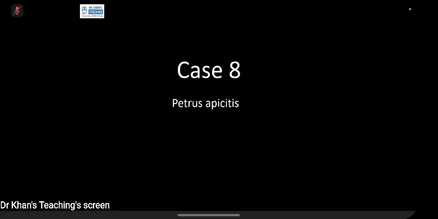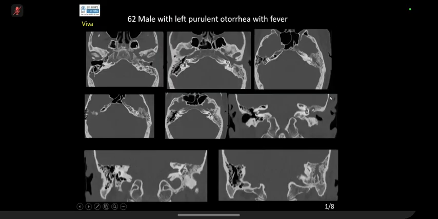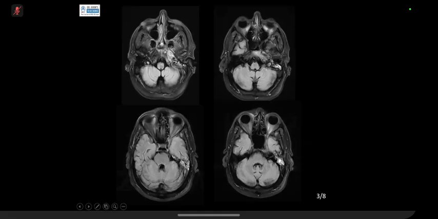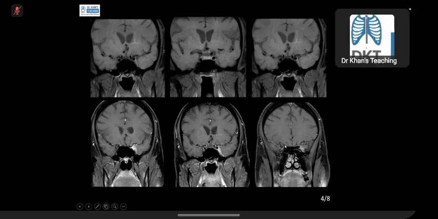Thank you, sir. Now, this is petrous apicitis, where there is suppurative infection of the pneumatized portion of the apex due to extension of mastoiditis. So now the candidate did very well. This was the initial CT scan in which we can see the signs which I already showed you. Now here, on this FLAIR sequence, we can see this high signal at the petrous apex. This row is pre-contrast T1 fat saturated, and this is post-contrast.